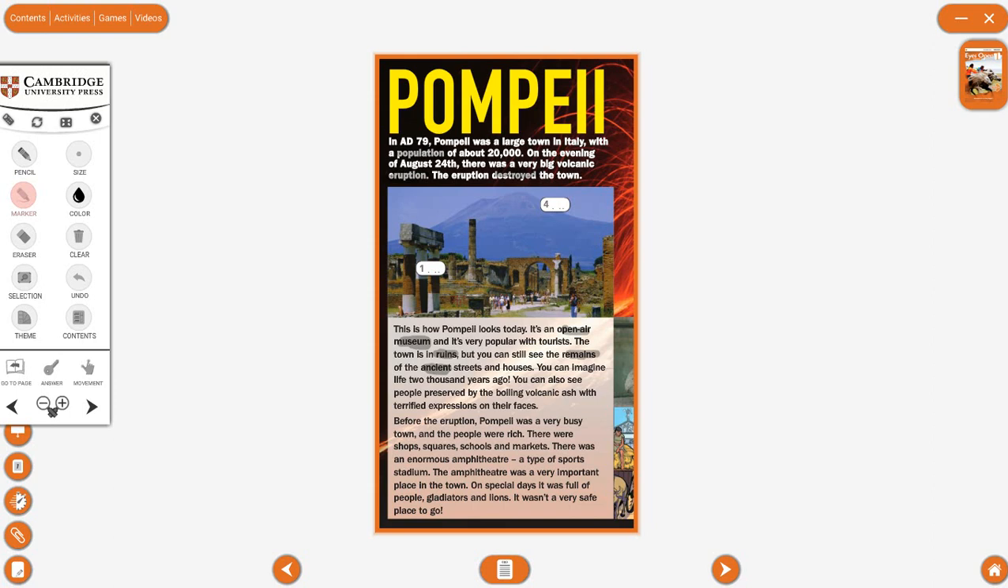You can still see the remains of ancient streets and houses. You can imagine. Imagine means hayal etmek in Turkish. Life 2,000 years ago. You can also see people preserved by boiling volcanic ash. Boiling means in Turkish çok sıcak, kaynar. Volcanic ash. Ash means in Turkish kül. Volcanic ash, volcanic kül. With terrified expressions on their faces. Terrified means in Turkish çok korkutucu. Dehşete düşmüş.